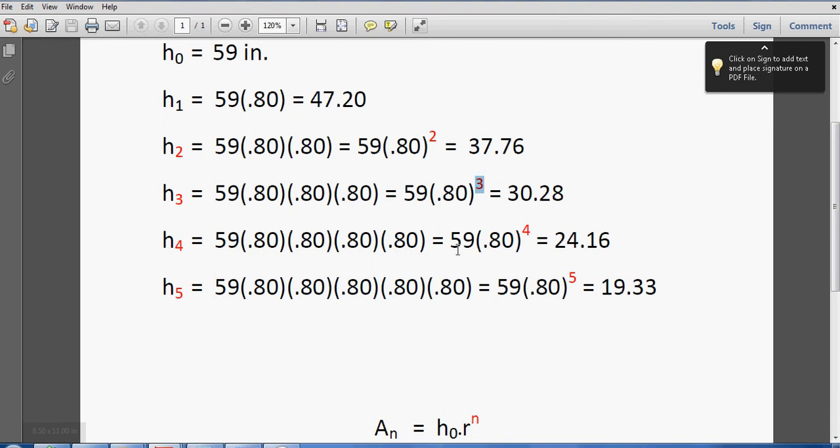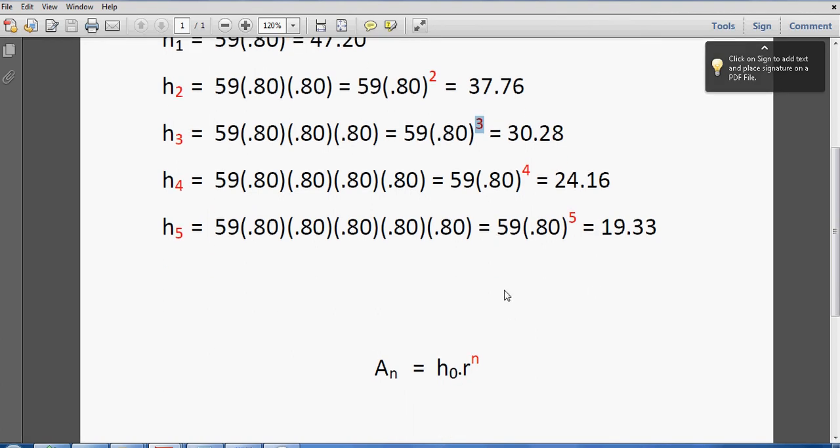So this would continue on all the way down to my 12th measurement. This is how I calculated my a_n. My a_n is basically my original height times r, which is a ratio, to the nth. And this nth is going to be whatever n that my a is. So if it's H5, then I'm going to have 59 times 0.8 to the fifth.